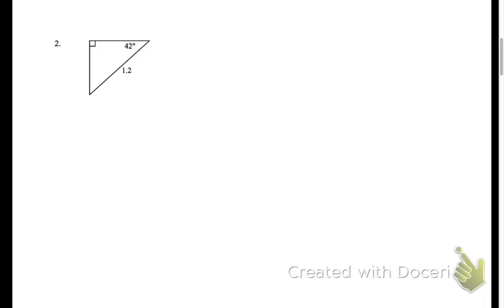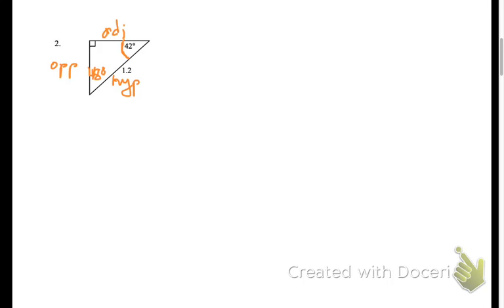Okay, another example here, right triangle. We know one angle there is 42 degrees. The other angle is going to be 48 degrees. All the angles should add up to 180 degrees, so this missing angle here is 48 degrees. Now if we stick with the given angle 42, where it's located, 1.2 here is our hypotenuse. We're missing the adjacent, and we're missing our opposite. So what we need to do for side lengths is to find the adjacent and the opposite.